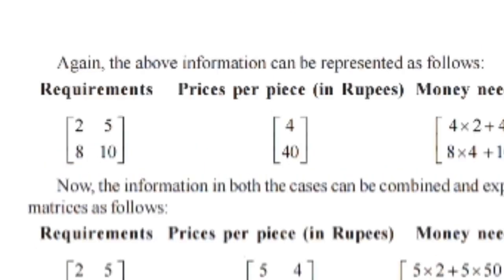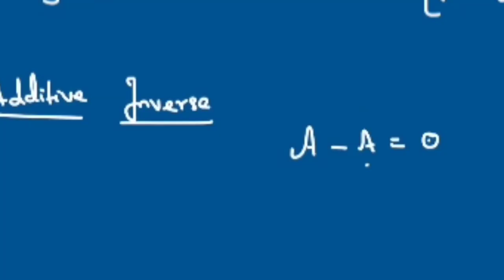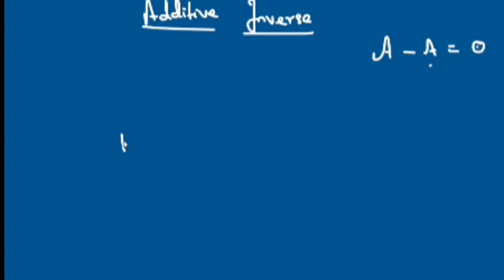Multiplication of two matrices. Now, when you talk about multiplication, you cannot multiply any two matrices. If you want to multiply two matrices, suppose I have to multiply matrix A and B, it should satisfy the following condition.